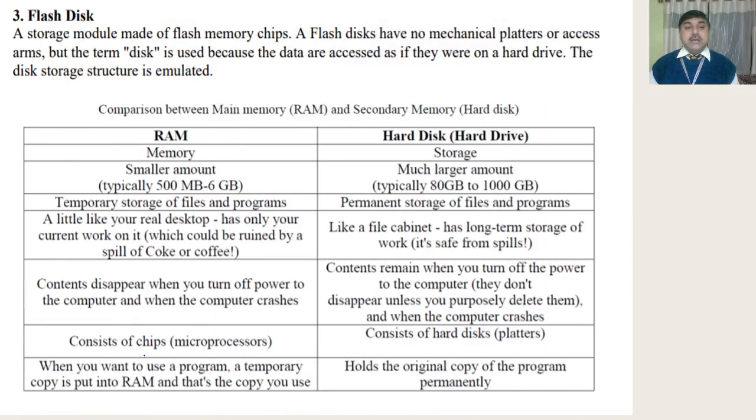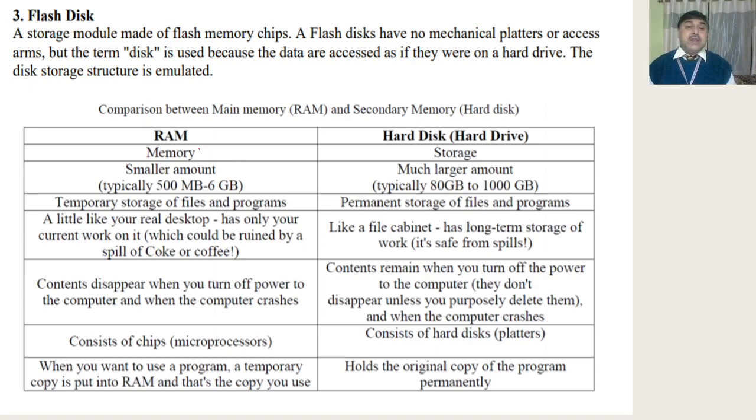Now I am going to discuss the flash disk. Flash means the storage modules, where there is a flash memory. A flash disk has no mechanical platters or access arms, but the term disk is used because the data are accessed as if they were on a hard drive. So this is the disk storage structure.